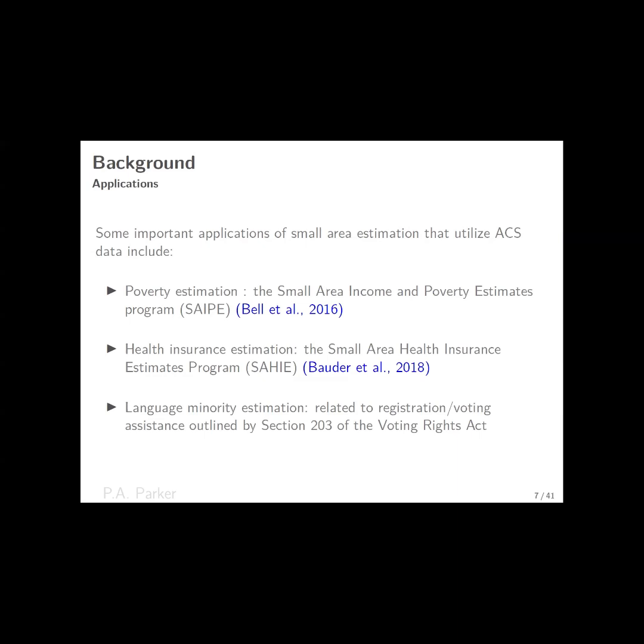Another really important program is language minority estimation, basically estimating the number of language minorities in different regions. This is related to Section 203 of the Voting Rights Act. Basically, certain regions that meet certain classifications are required to receive registration and voting assistance. So it's very important in that context as well. And this is just with this one survey. So these are very important problems. It is very worthwhile to create new small area estimation methodologies that can better predict population quantities like these or other things.